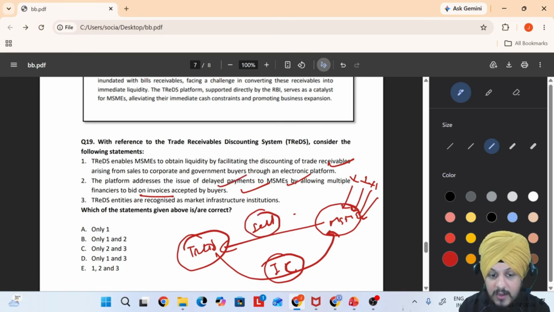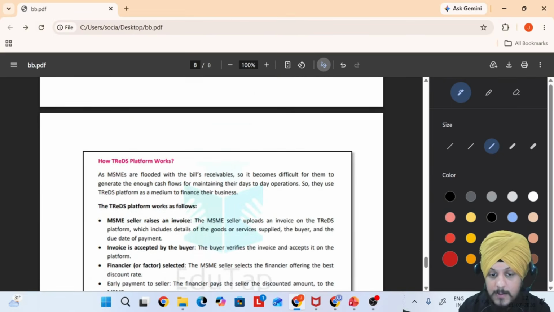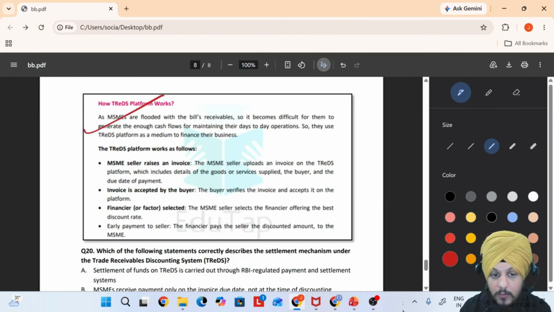Now, TReDS entities are recognized as market infrastructure institutions. This is not true. Market infrastructure institutions are recognized by SEBI. But I told you when we talk about TReDS, it's an RBI-regulated institution. So this information is not correct at all. It is not recognized as a market infrastructure institution; those are regulated by SEBI, but TReDS is regulated by RBI. So that is why this is not true. So 1 and 2, B is going to be the correct answer to this question. And you can see we had covered it as a part of the course.